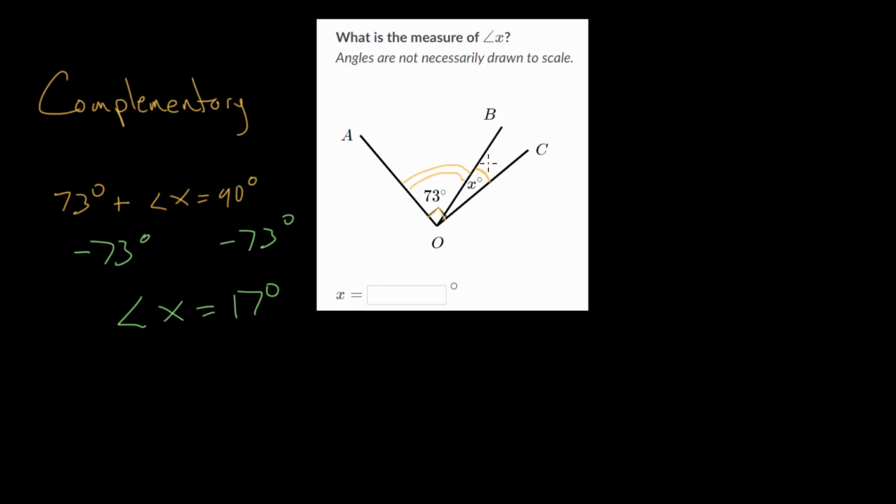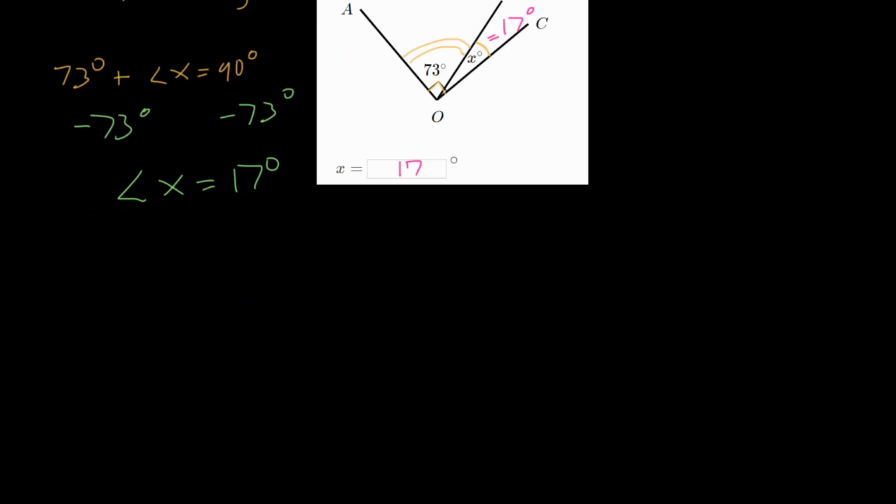And you can always check these by just adding them back together. Is it true that 17 plus 73 gives us 90? Well, 7 plus 73 is 80. Adding 10 more does bring us to 90. So X is 17 degrees here. And we'll do one more problem.